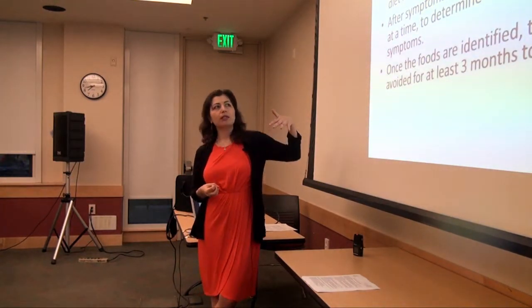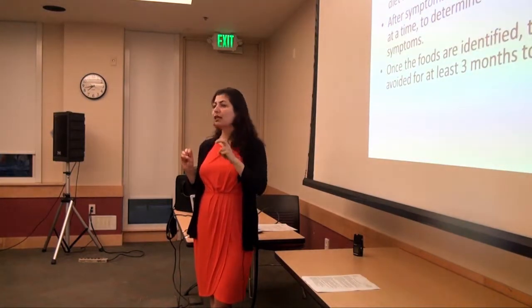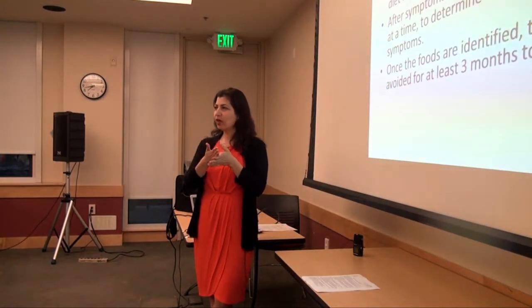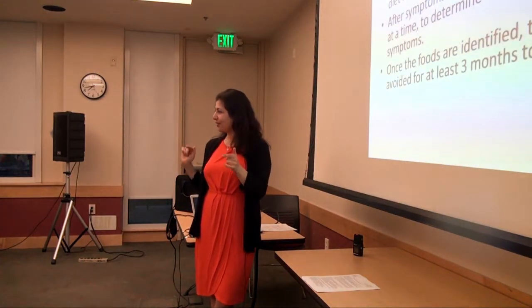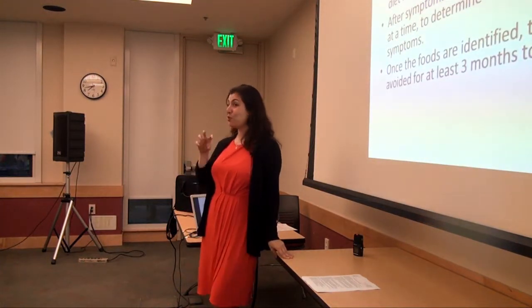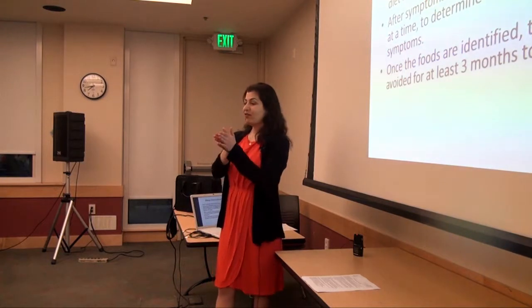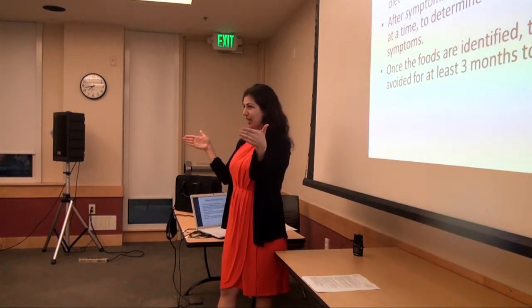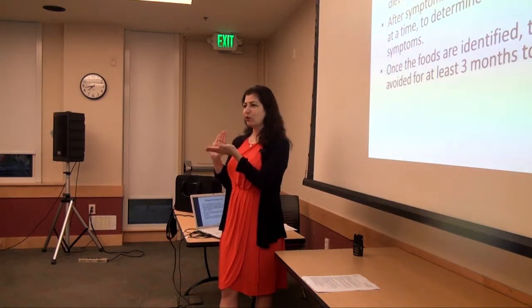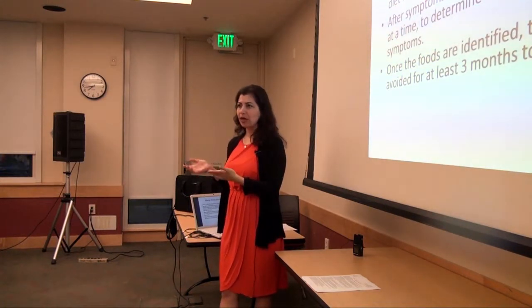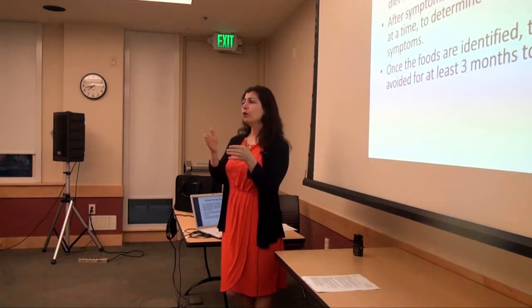So then the next part is what we call the challenge phase. And the challenge part is we add one food every 3 days. And you guys might know now why it's every 3 days. Remember we talked about that 72-hour period? So we want to give the immune system that length of time to be able to show a reaction. And by the 72 hours, if you don't have a reaction, most likely you won't. So it's one food every 3 days.